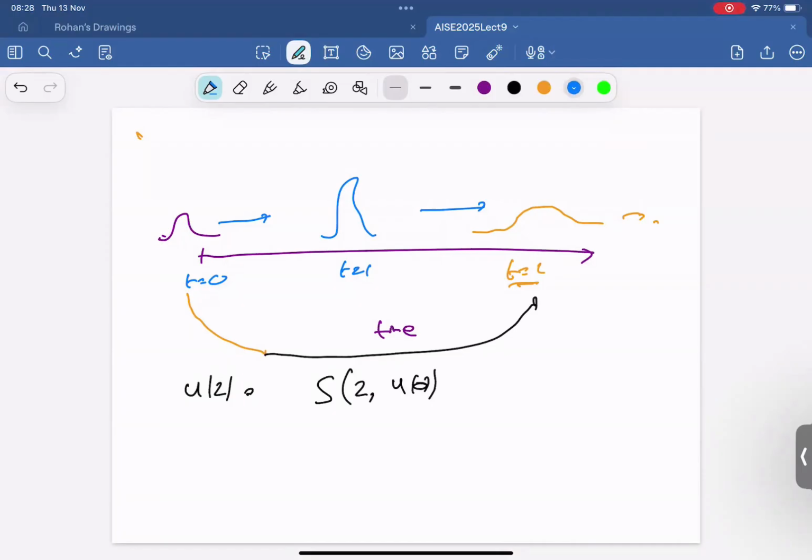So what I can also do is I can go like this. I can start at t equal to 1 and then march 1 in time. So u2 is also given by 1 and u at 1. Right? Agree? So there is this causality. So things are causal in the sense that the past determines the future.